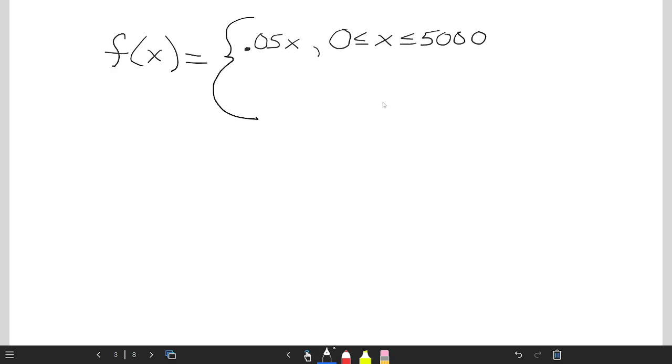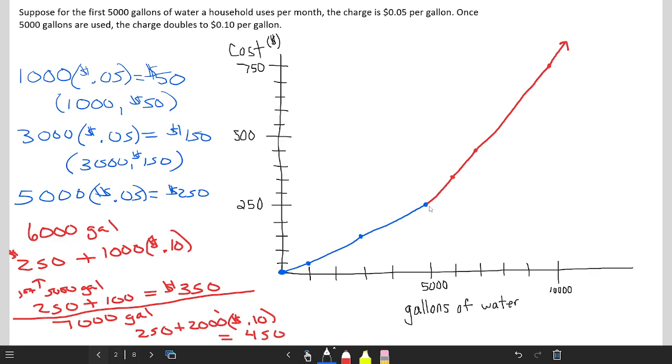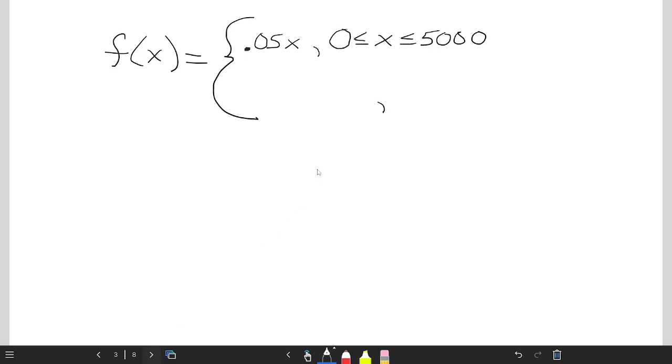Now the second expression that we're going to write is going to describe the red piece. That one started at 5,000 and went forever to the right because you can just keep using more water. So this is for x values that are greater than 5,000.